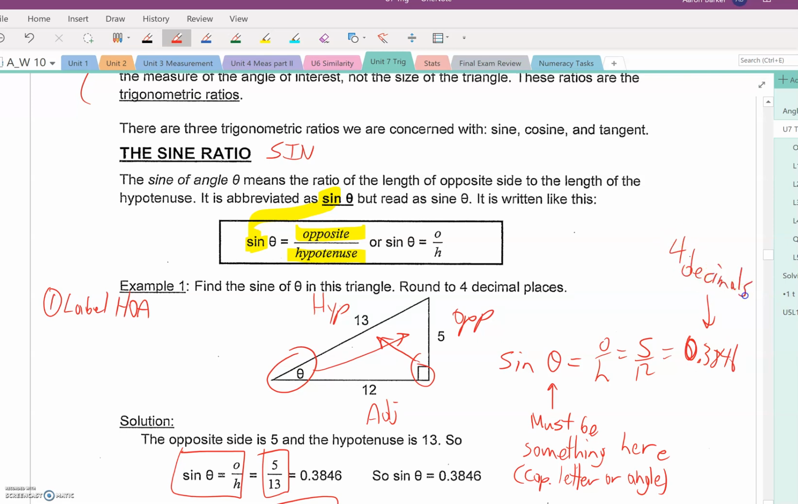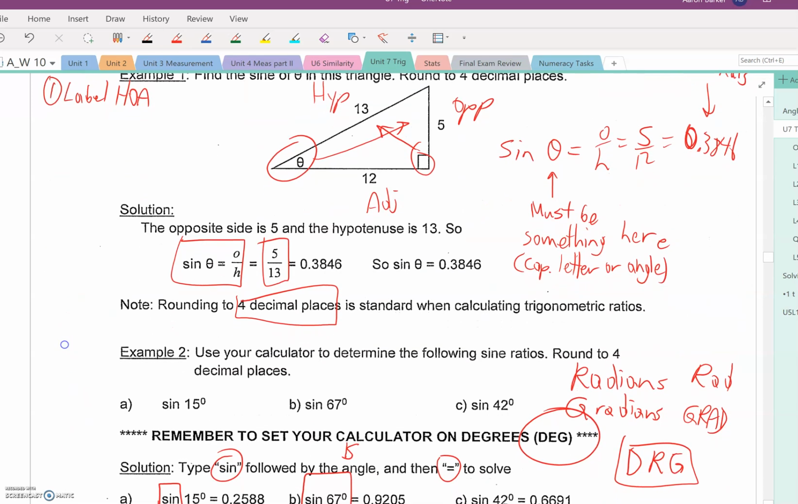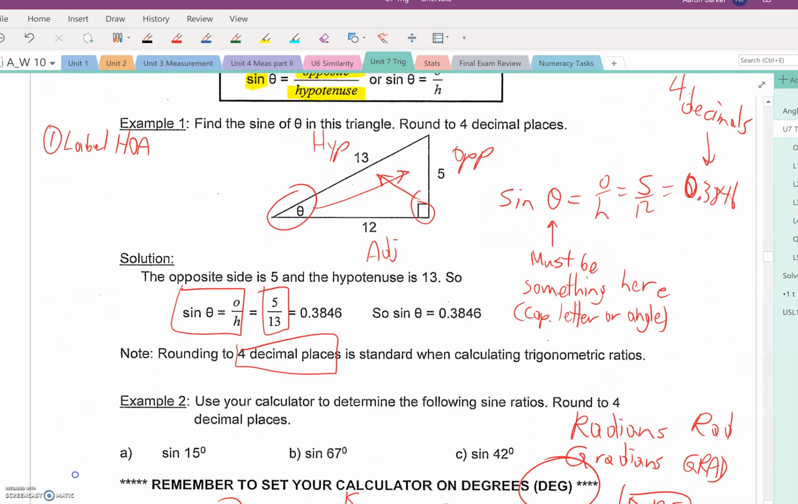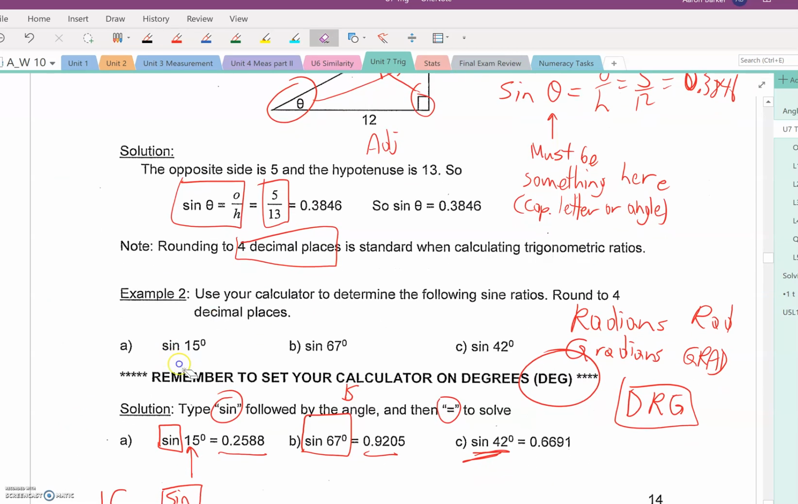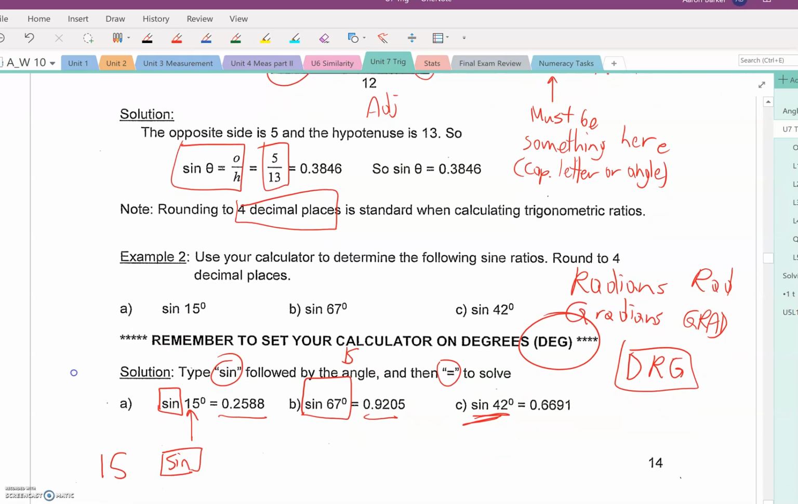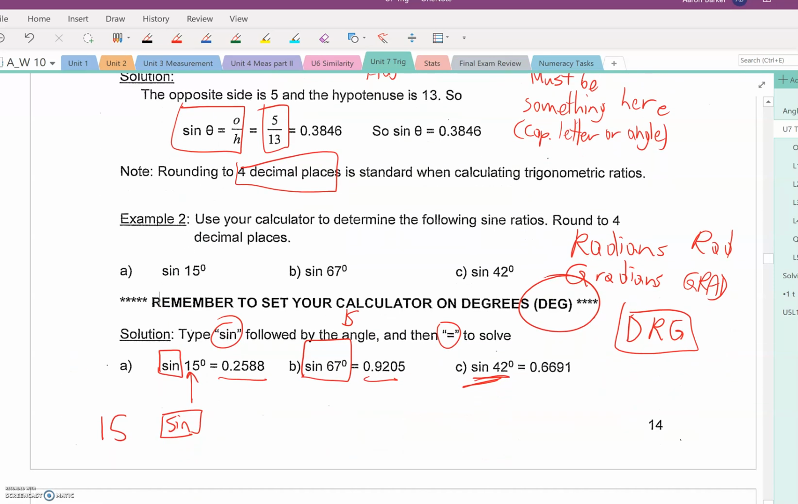Now, if you round or just write them, it doesn't matter. I won't mark it wrong. Good. So on your calculator, if you're given the angle, you can use the calculator to find the ratio. Calculators come in two kinds; what we call old and new.